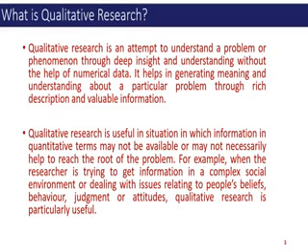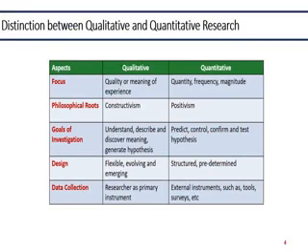Some complex social environments we can attend to through this data, or deal with issues related to people's belief, behavior, judgment, or attitude. Qualitative research is particularly useful for such types of issues. Now, if we make a distinction between qualitative and quantitative research, some of the points on which the distinction can be explained are the focus of the research, the philosophical roots of the research, the goal of the investigation, the design of the research, and the process of data collection.